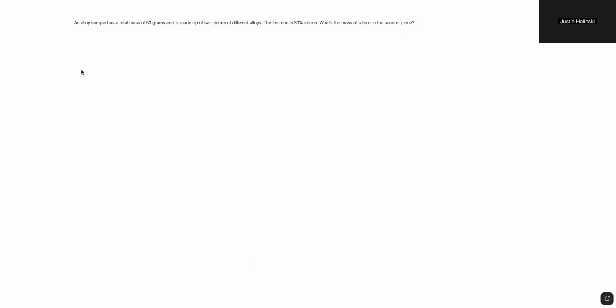So for this one, we have an alloy, which is just a combination of different metals or substances. So we know that we have a total mass of 50 grams, and it's made up of two different pieces, each with their own different grams and their own different silicone concentration. So the first one we know is 30% silicone. And then the second one is 80% silicone. So we don't really know their masses, so I'm just going to call the mass of the first one X, and then the mass of the second one Y. So their masses add up to 50.